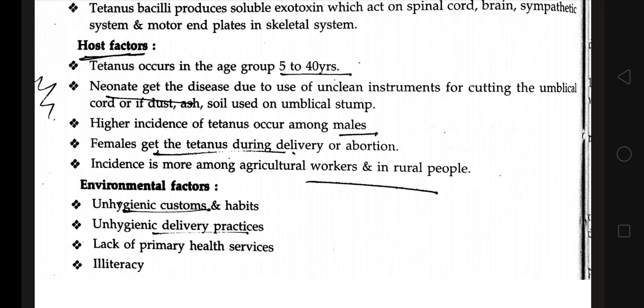There is a higher incidence of tetanus among males because most of the time they are out of the house, in the field and agricultural areas, so they may get the infection. Females get tetanus during delivery or abortion because of unclean instruments. Incidence is also more among agricultural workers and rural people because they do not take many preventive measures and are not aware of diseases. So when they come in contact with infected feces or infected dust, they may get the infection.